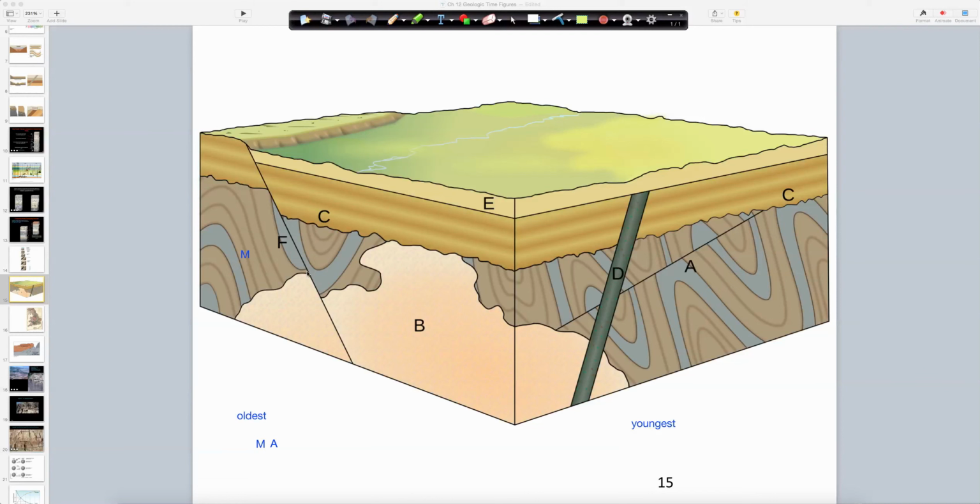So then you look at F. F is cutting across B, so B is older than F. D is also cutting across B, so B is older than D. Whatever does the cutting is always youngest. So then we have an unconformity. This is actually going to be a nonconformity.